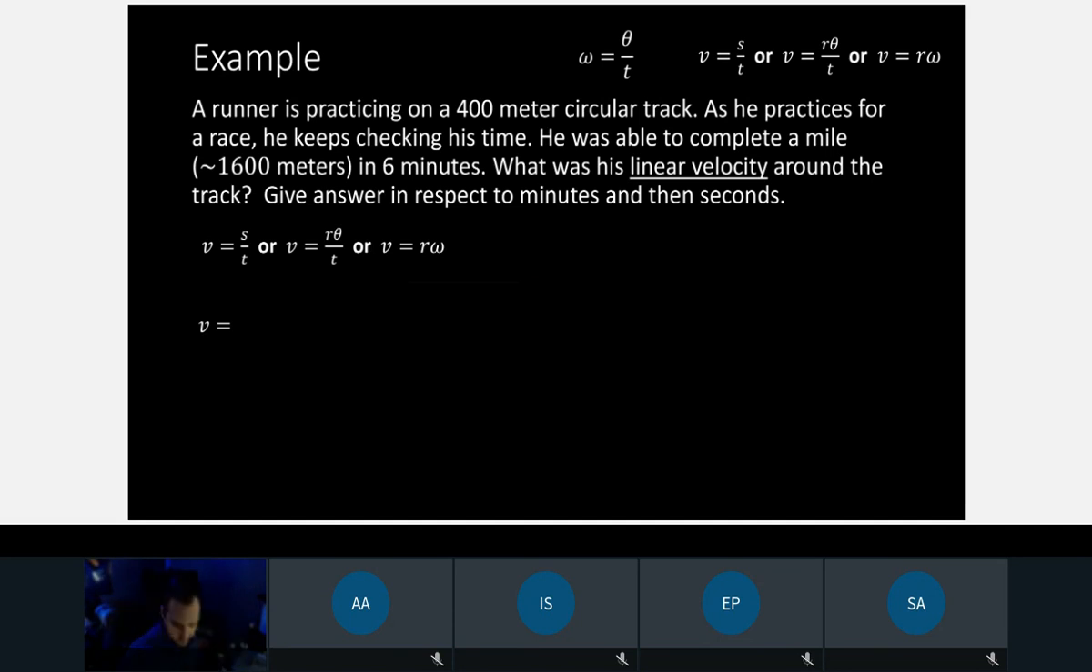Okay, let's fix this problem. So he traveled 1,600. That is your sector length. He went around 4 times, right? So it's 1,600 meters in 6 minutes. What's 1,600 divided by 6? Give me the reduced fraction first.